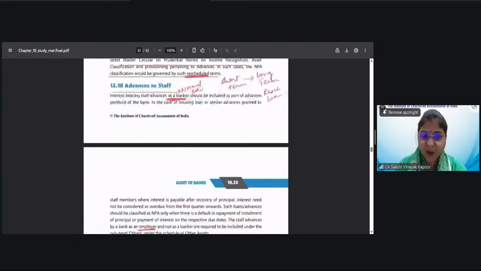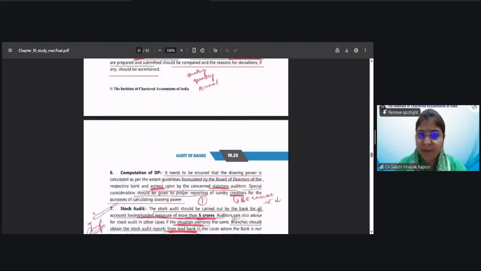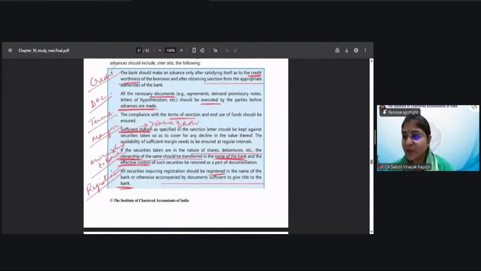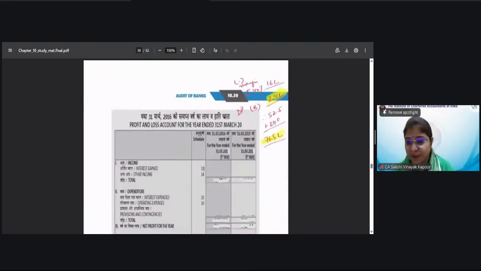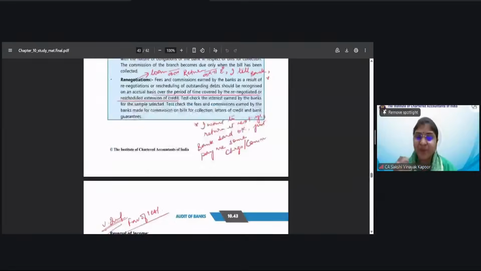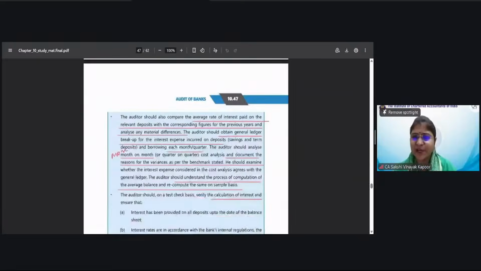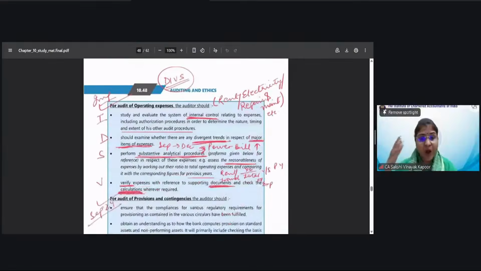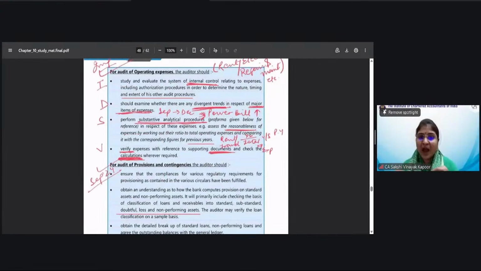Okay. So coming to the next topic, that is audit of operating expenses. What have you as an auditor to see for operating expenses? What are the operating expenses of the bank? Your rent, your electricity, your repairs and maintenance, all these are your operating expenses. You check the internal controls related to these expenses, whether internal control is properly done for expenses like rent. And how will you see that?